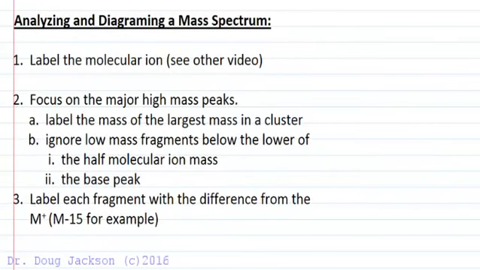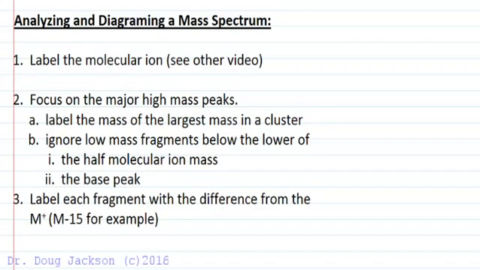Okay, let's talk about analyzing and diagramming a mass spectrum. For more details on labeling the molecular ion, please see the other video I've posted on mass spec that talks about the nitrogen rule and how to detect chlorine and bromine, and the loss of water from an alcohol and isotope effects and all that good stuff for picking the molecular ion. It's the highest non-isotopic mass in your spectrum.